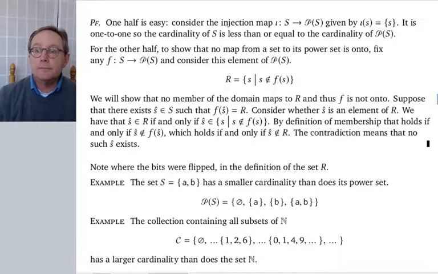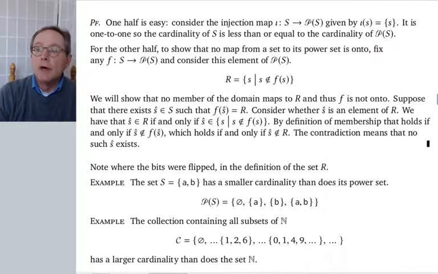So the argument is just basically what we just did here. Half of the argument is easy. It's easy to see that you can just map S into the power set by taking, for example, iota of S, the singleton set {s}. And that's clearly one-to-one. So we get that the cardinality of S is less than or equal to the cardinality of the power set of S.